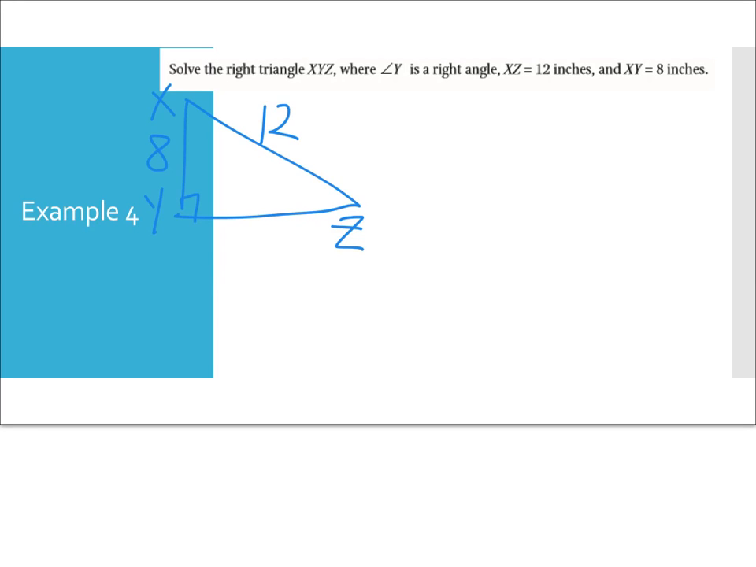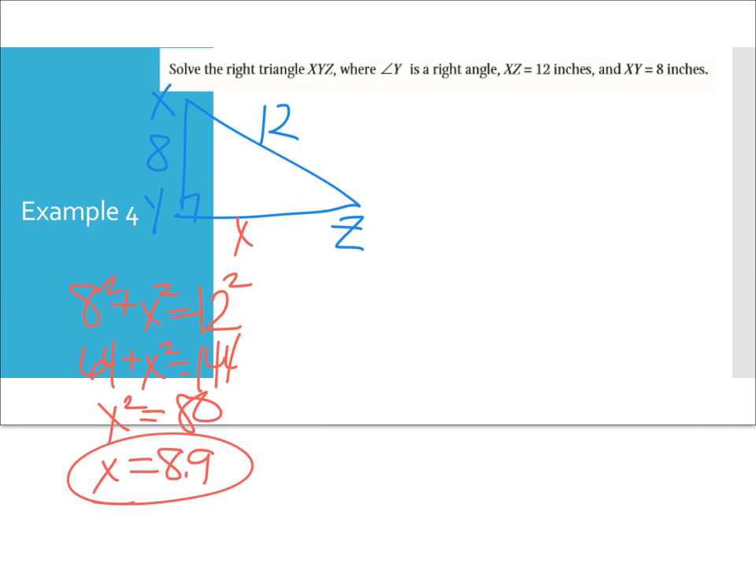You're probably guessing we need to find YZ. So if you'd like to go ahead and start with the Pythagorean theorem, you can do that. 8 squared plus x squared equals 12 squared. 64 plus x squared is 144. X squared is 80. Square root that, and you should have x is 8.9. Of course, this is approximate, because we're rounding to the tenths.